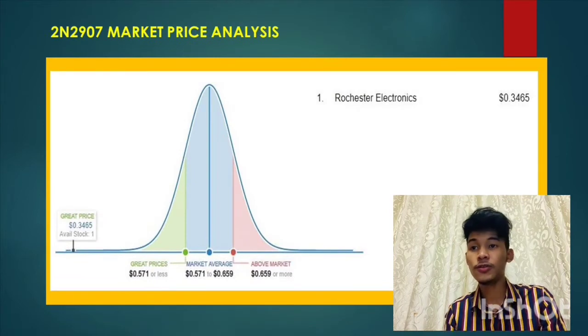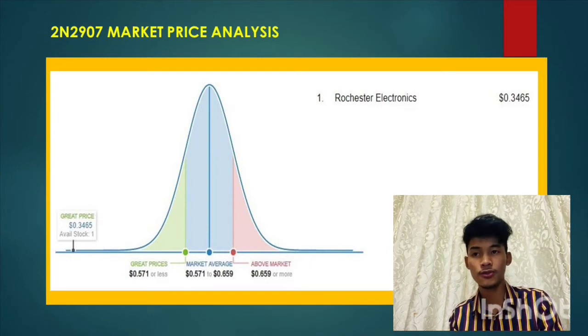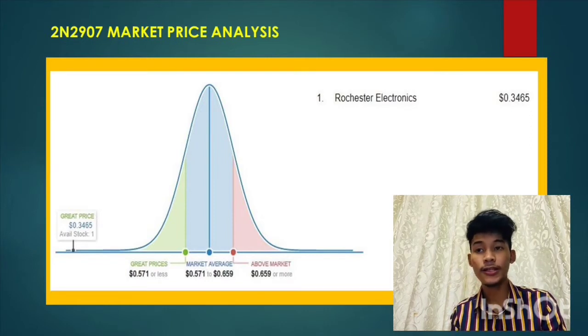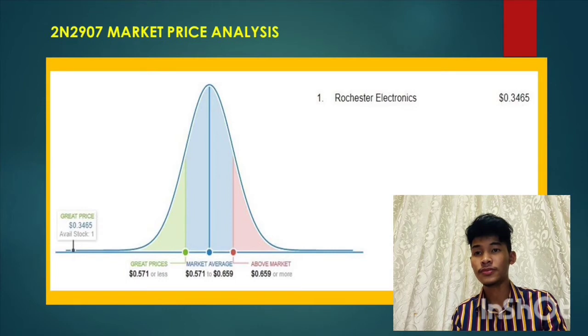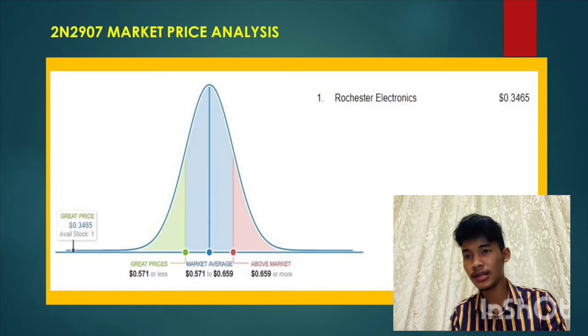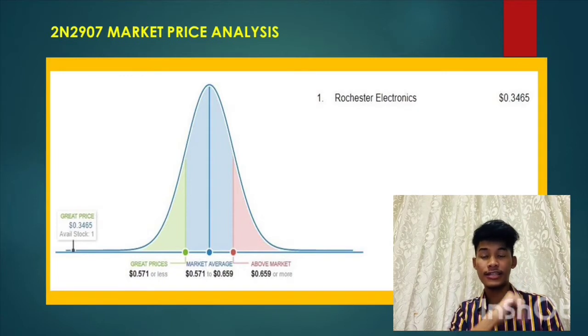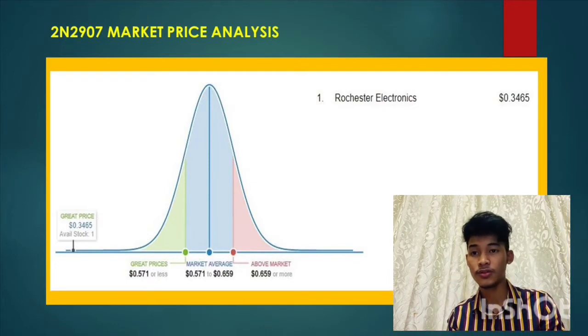So we continue with the other part, the market price analysis of transistor 2N2907. So this is the graph of the price market analysis. We can see that the first part does not increase, in the middle it increases, and at the end it decreases again.